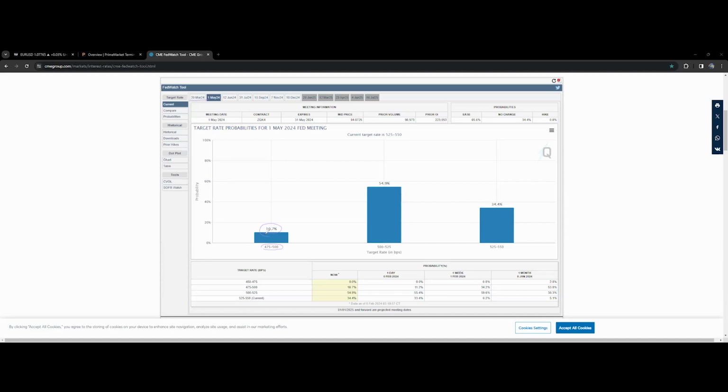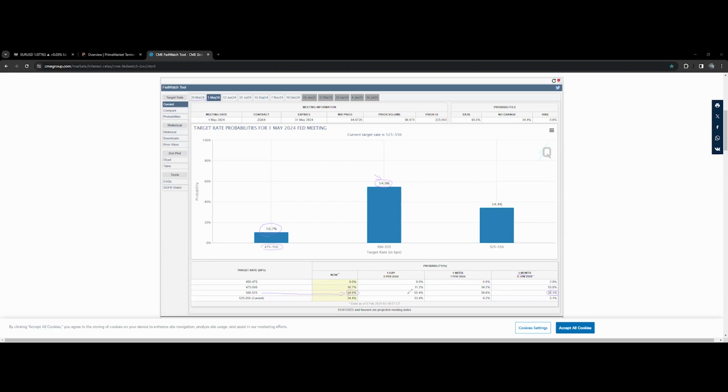But it's not the main scenario. If they cut, they will cut 25, that is the most probable scenario at the moment. So let's have a look now at the numbers. If you look at this row here, a month ago only 38.3% of the market was expecting a 25 basis points cut. A week ago, 60% was expecting. And then 1 day ago, yesterday, was 55, and now it's 54.9, so 55 again. So only a 0.5% change here.